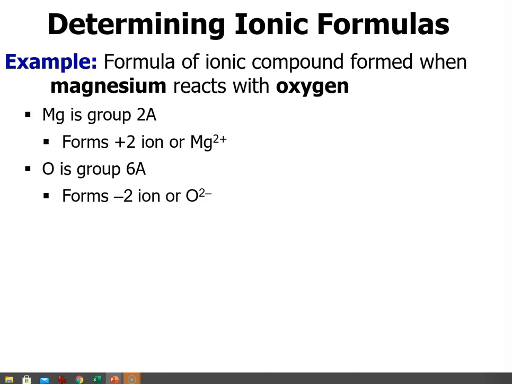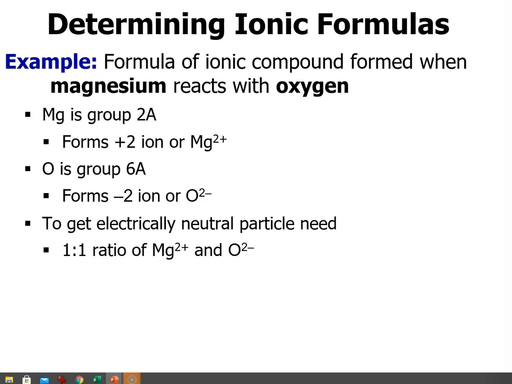So these two coming together, if we have a 1-to-1 ratio, that gives us an electrically neutral particle. And so the formula is going to be magnesium oxide, MgO. So that is how we would put those together. It's the simplest form with the lowest whole number possible for both of those.